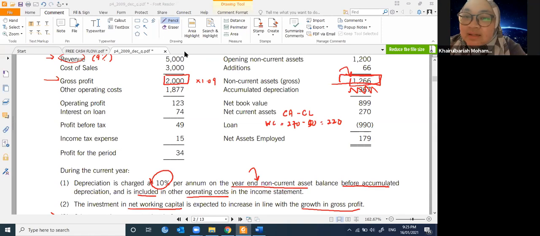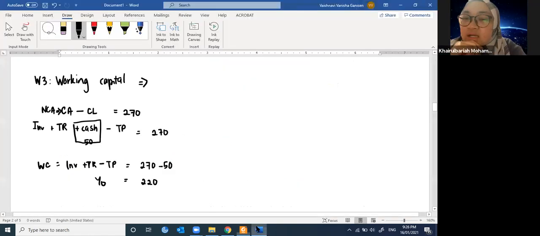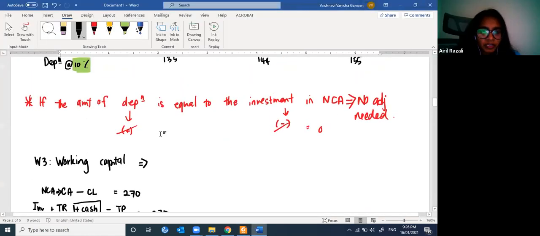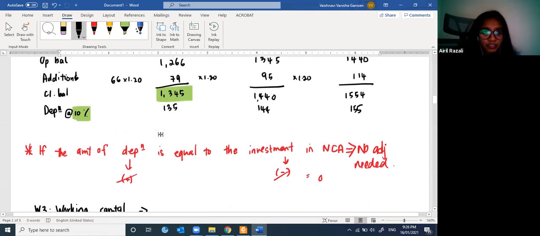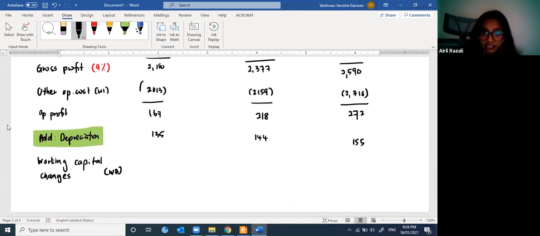Miss, can you repeat about the depreciation regarding the mistake? The common mistake for depreciation is, sometimes, here we have already added back, we add depreciation here.